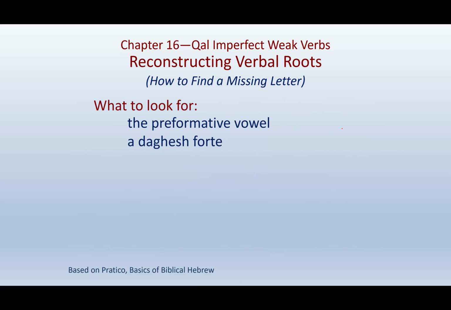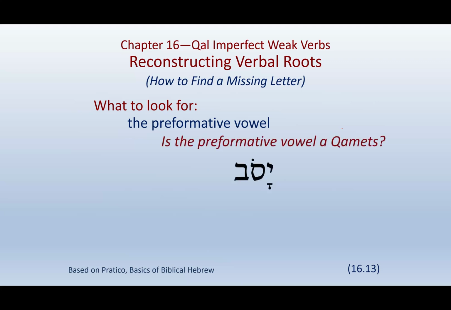So what to look for? Look for the preformative vowel, the vowel that's under the preformative. Look for a dagesh forte. So let's just start with the first one, to look for a preformative vowel. Is the preformative vowel a qamets? Yes, we have yasov. This is still that same savav. So this would be he went around, or he will go around.